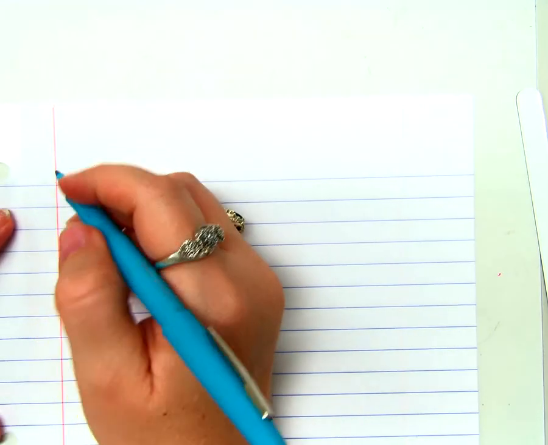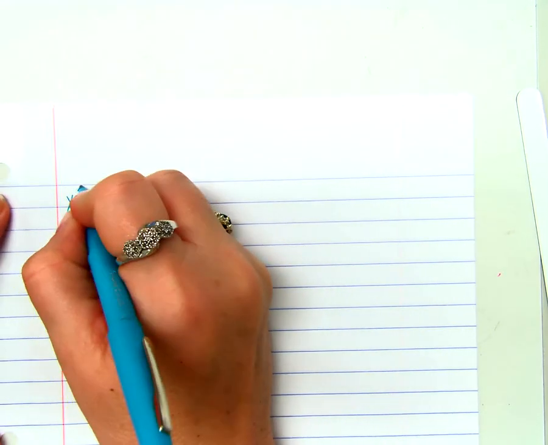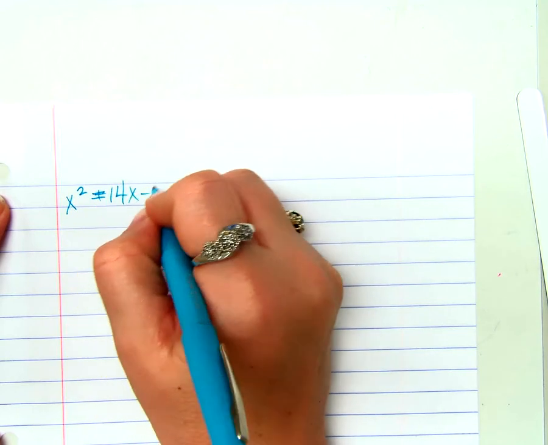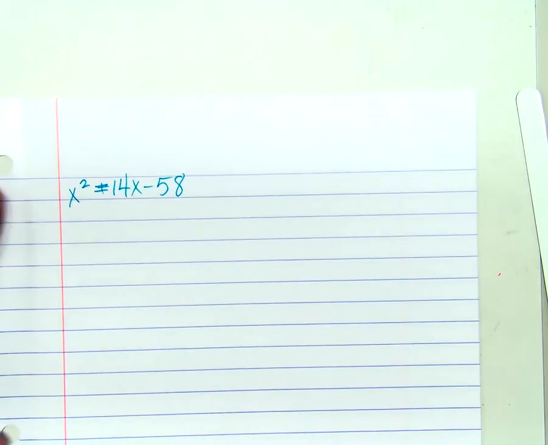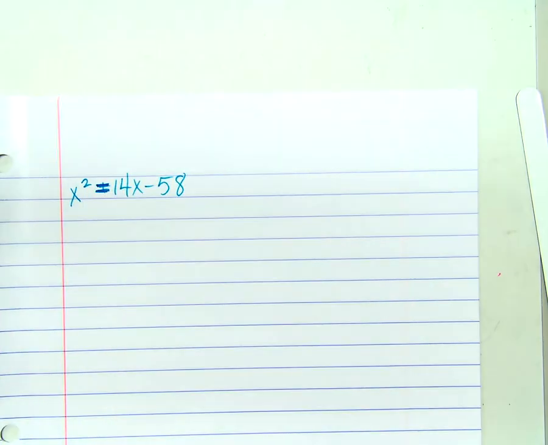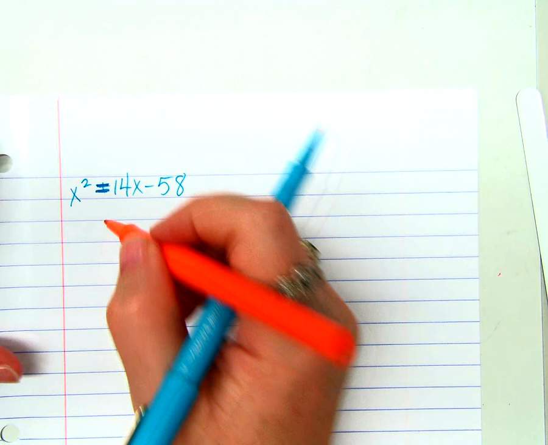Ready? Number 3. X squared plus, equals 14x minus 58. Pretend that's an equal. What do we want to do first? I want to get it equal to 0. Okay? What am I moving? The 14x and the 58.